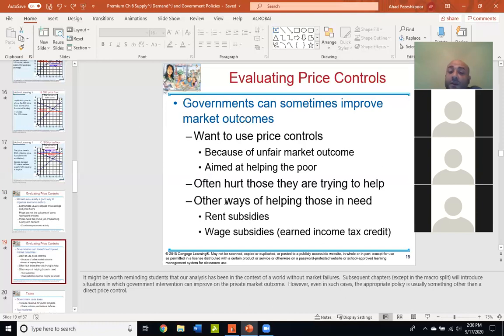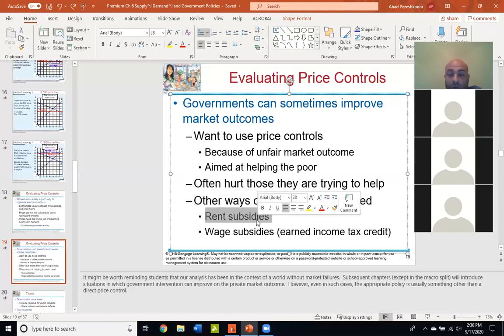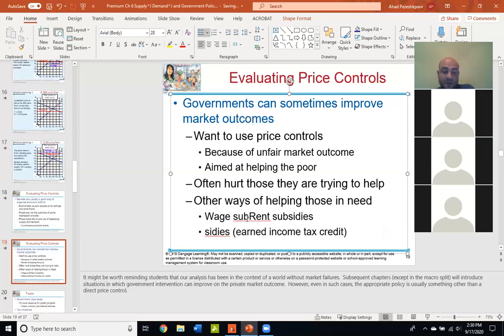But then there are other ways of helping. Instead of forcing people at gunpoint to lower their rents, you could pay rent subsidies to low-income population. If you pay them rent subsidies, the landlord can follow his own business interests or her own business interests. The tenant would do the same, but then you would help the tenant by paying a portion of his or her rents.